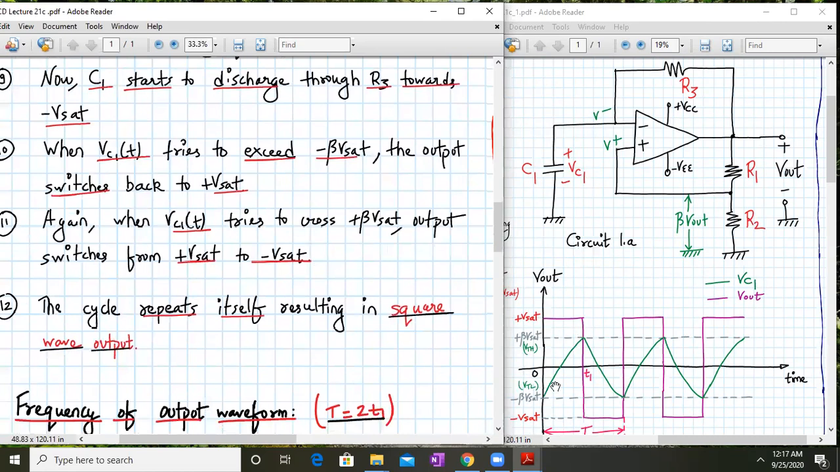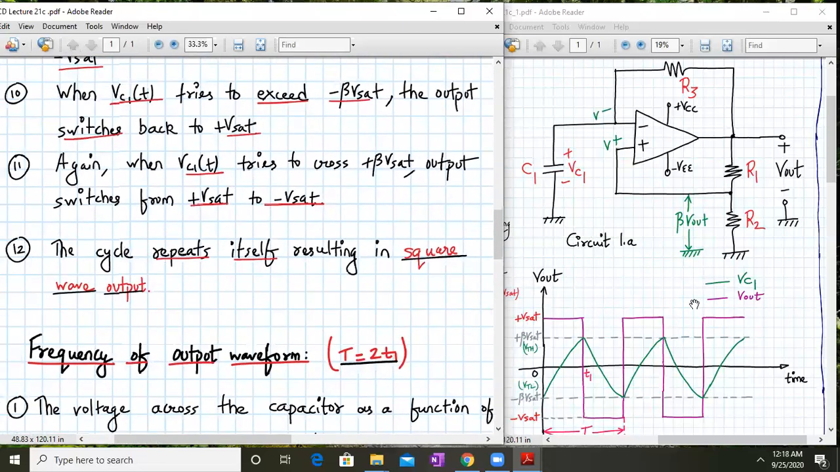and the cycle will repeat itself. So the next time the output is at plus VSAT, again the capacitor will charge towards VSAT, and again whenever the voltage across the capacitor tries to go beyond this beta VSAT, the output state will again change. So this will result in a square wave output. Okay, I hope that this point is clear.